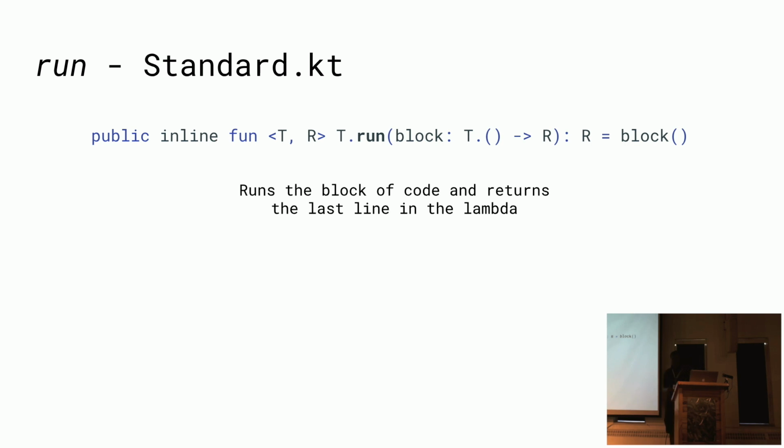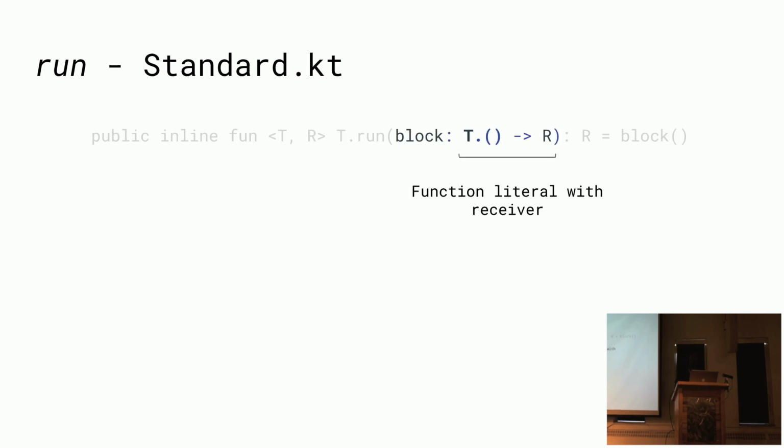A closely similar one is the run function. It's similar to the let function we just saw, and it just runs the block of code, just like the let. But the difference is that the kind of lambda we use in the run function is a bit different. Here it's a function literal with a receiver. What this means is that we have access to the members and the functions and variables in the T scope, the class itself. So if we're in the scope of, I don't know, maybe a context, we will have access to everything that we could normally do with a context.